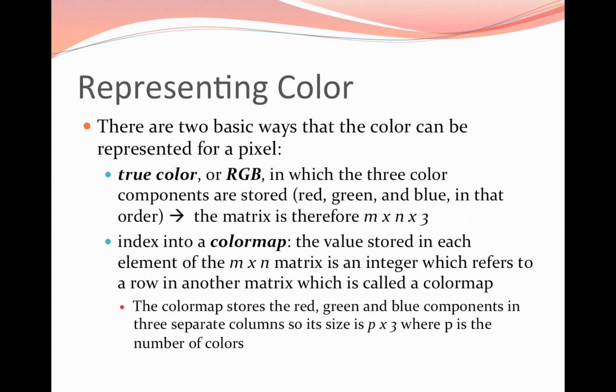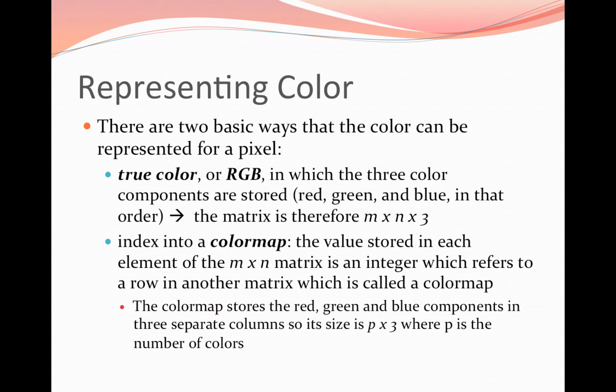The other way in which we can represent color for a given pixel is as an index into a color map. So the value that's stored in each element of the m by n matrix is an integer, which refers to a row in another matrix, which is called a color map. So with this method, we have two matrices. We have the image matrix, which is m by n, and we have a color map matrix.